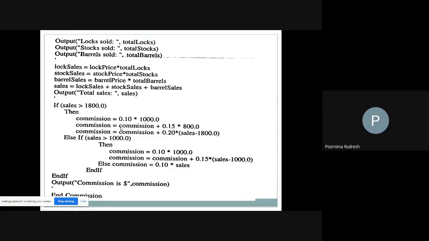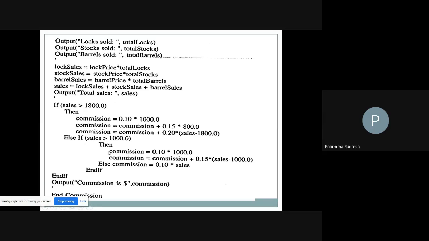So what will be the total? 10% of $1,000, plus 15% of $800. So $100 is the commission for the first case, and for the second case $120, and for the remaining it is 40. So how much is it? 100, 120 plus 240. Totally it is 240, 360, 460. He is getting $460 as the commission.